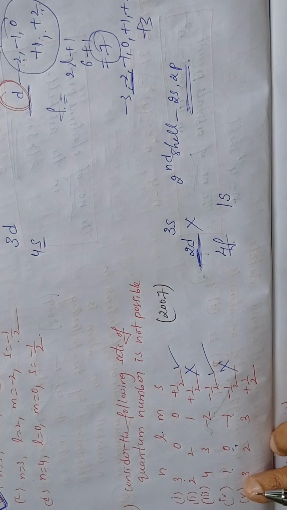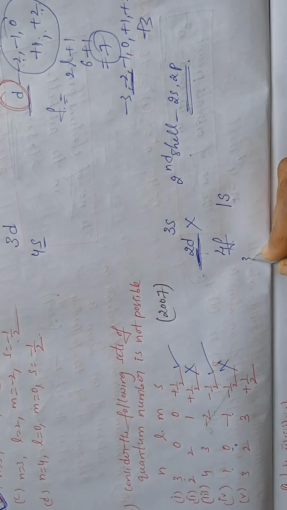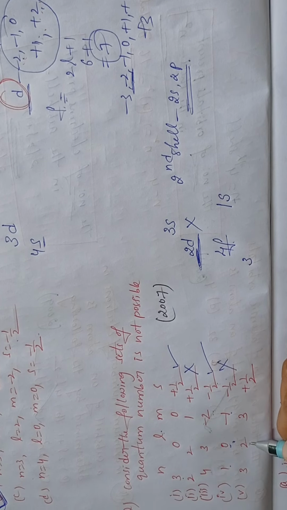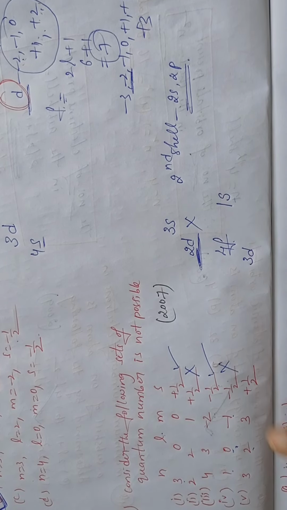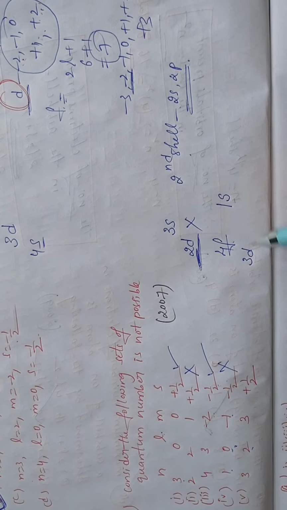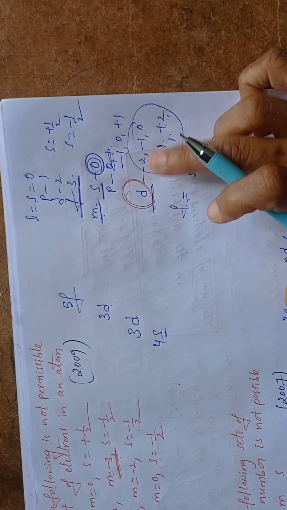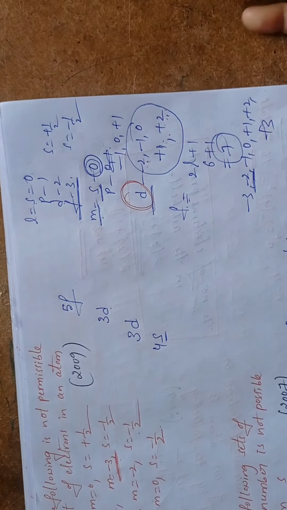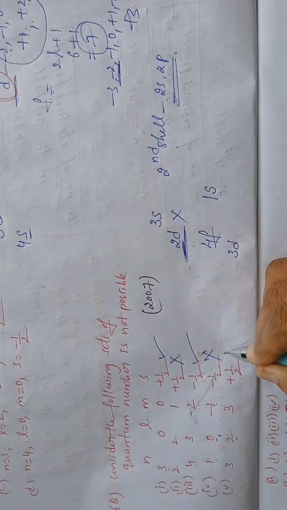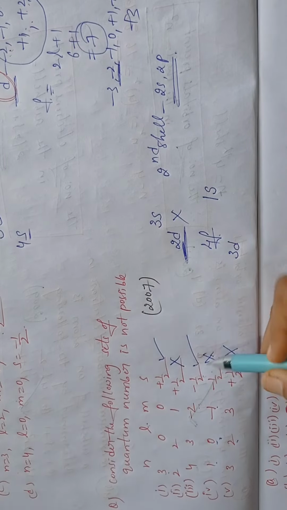Are you clear? Last option, the fifth one: 3, 2, 3. 3 is the third shell. Here l value 2 is given, which means the d subshell. And m value is 3. In the d subshell, the m values are -2, -1, 0, +1, +2. 3 is not there. So it is also not acceptable. So these quantum number sets are wrong.